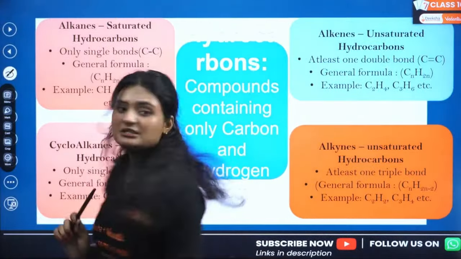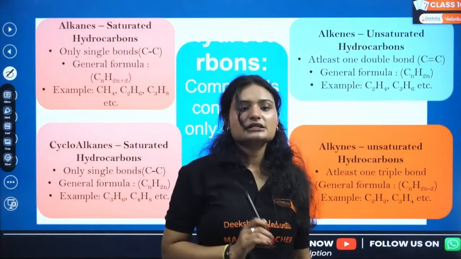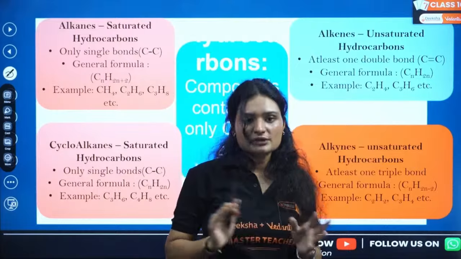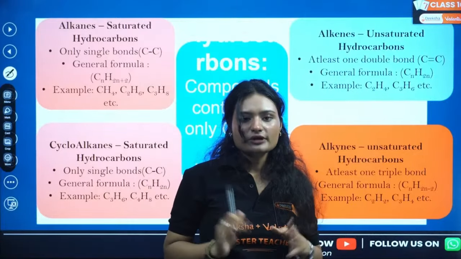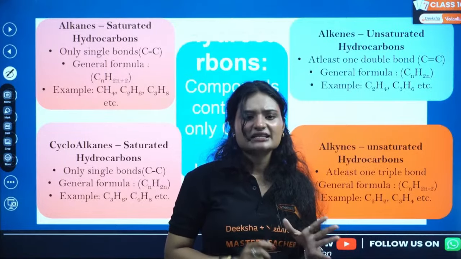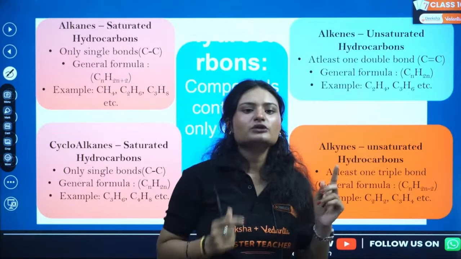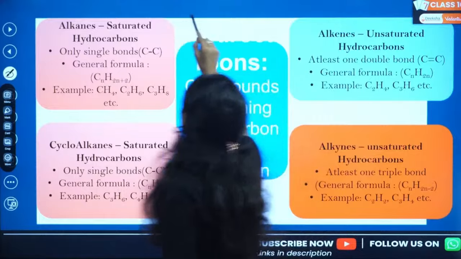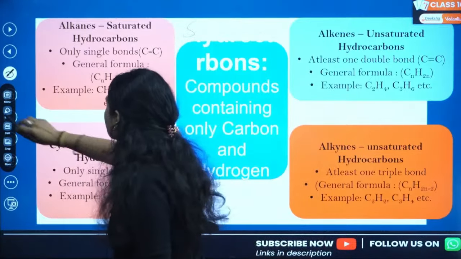Now, hydrocarbons, my dear kids. Hydrocarbons are compounds that contain only carbon and hydrogen. There are 4 types: alkanes, alkenes, alkynes, and cycloalkanes. What are alkanes? Alkanes are saturated. So you have 2 types of hydrocarbons: saturated and unsaturated.